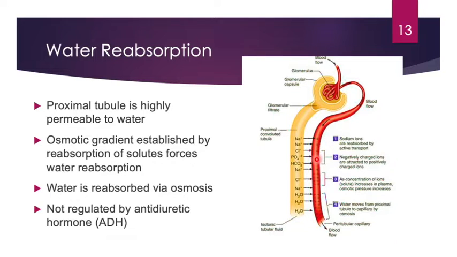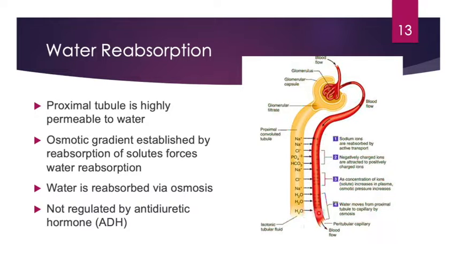So the positive charge in the blood will attract negatively charged ions such as phosphate and bicarbonate to also enter the blood. So this will cause an increase in osmotic pressure in the blood. Because of this higher osmotic pressure in the blood, water will be attracted to enter the blood. So water is reabsorbed from the lumen into the blood via osmosis.